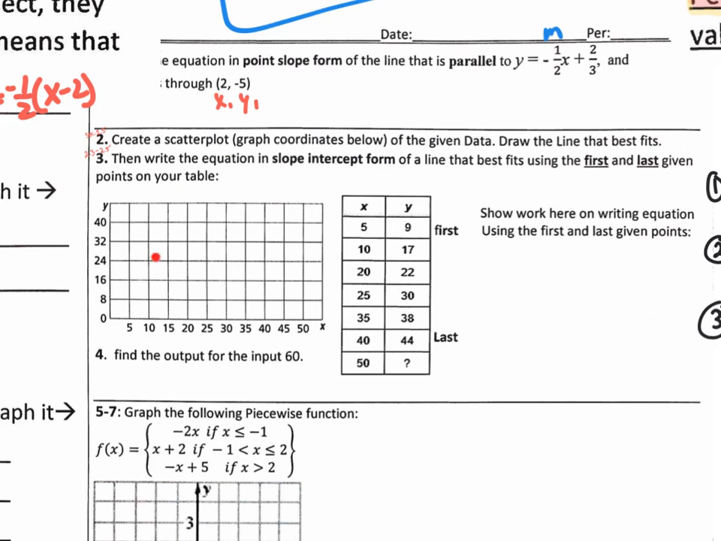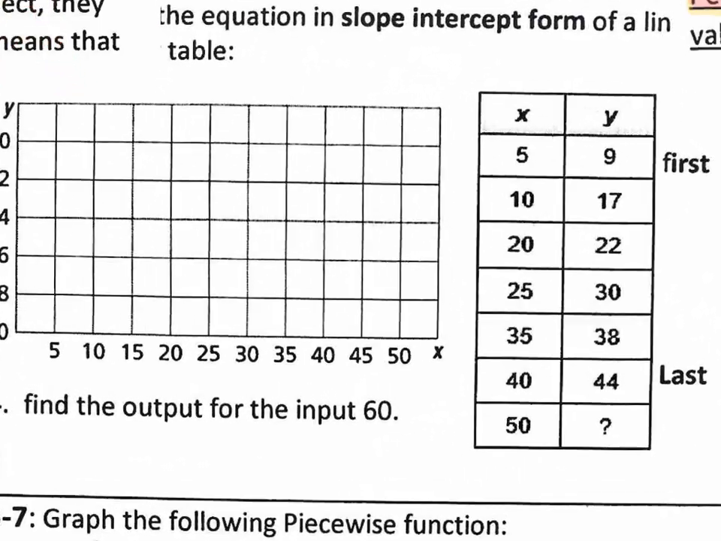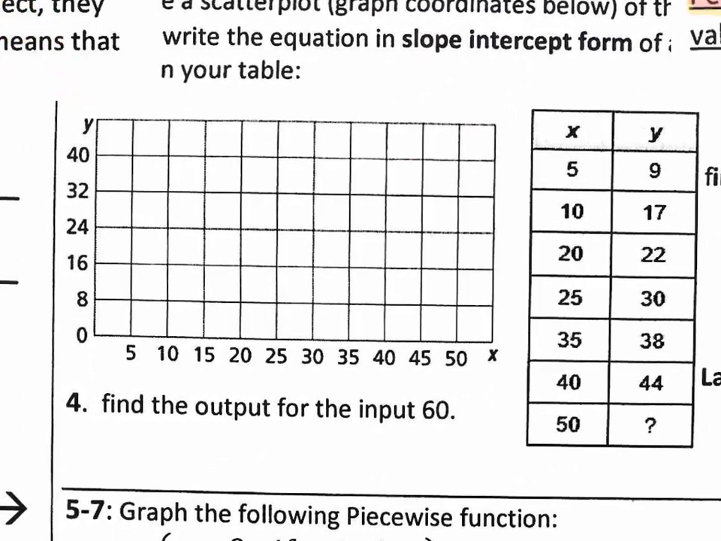This is from section 2.5. It's actually cut and paste from worksheet 2.5. But then again, there's 2.3 and 2.4 involved on question number 3. So let's begin by doing question 2. It says create a scatter plot, graph the coordinates of the given XY table, the given data, and then to draw the line that best fits. So let's understand that this XY table is really an input-output table, okay?